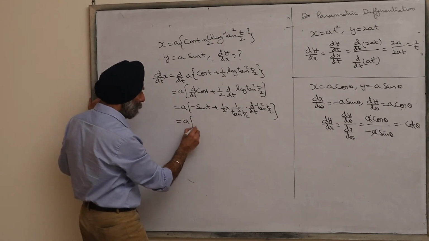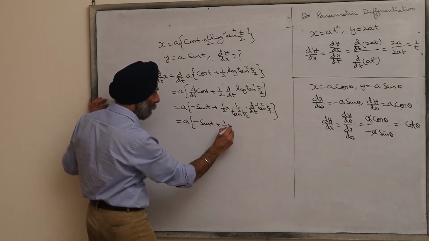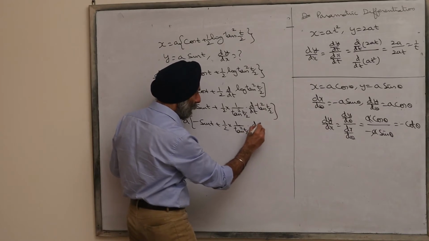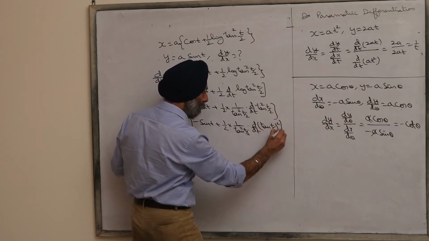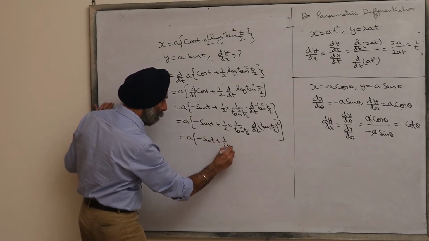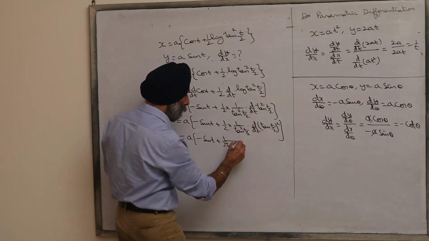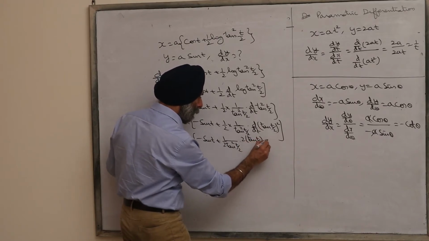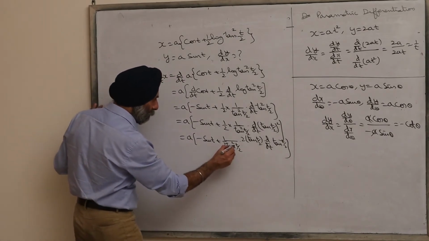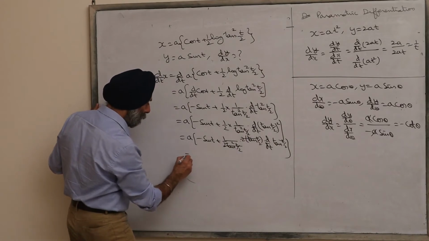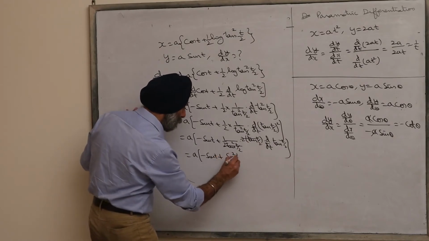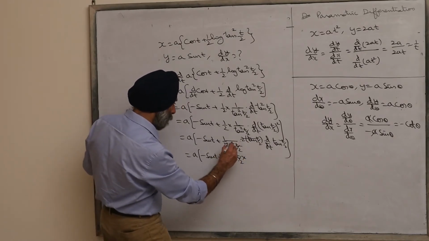Now can I write this as a into minus sin t plus half of 1 over tan square t by 2 into differential of tan square t by 2? Can I write this as d over dt of tan t by 2 whole square? So this can be written as a into minus sin t plus 1 over 2 tan square t by 2 into 2 times tan t by 2 into differential of tan of t by 2. You can see here, these terms will cancel. So it is a into minus sin t plus differential of tan t by 2, which is secant square t by 2.